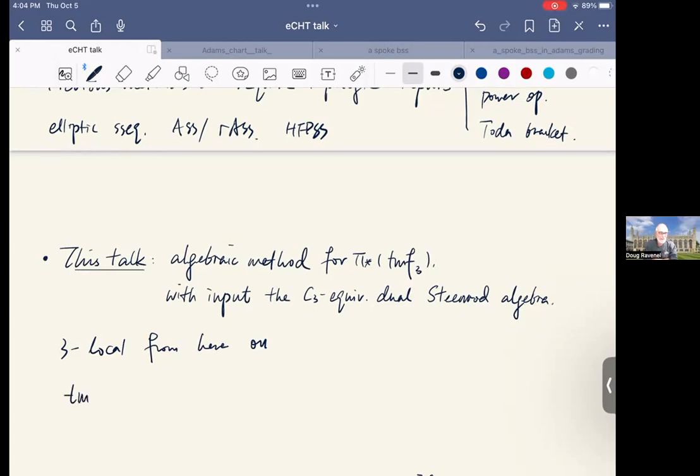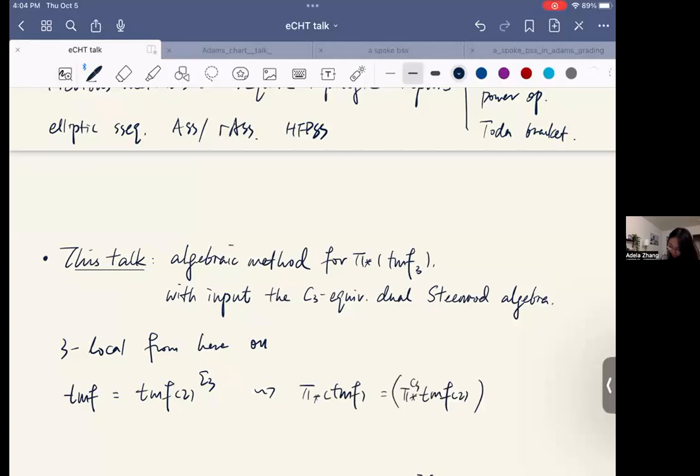Exactly. So 3-locally, TMF is the genuine Sigma_3 fixed point of TMF2. Again, we don't really need to know what TMF2 is. It's a genuine connective E-infinity ring spectrum with a genuine Sigma_3 action. As a result, the three local homotopy group of TMF can be obtained by first taking the C3 homotopy group of TMF2, and then we take the Sigma_2 fixed point because it's 3-local. This Sigma_2 fixed point turns out to be very easy to understand. So we reduce the computation to understanding the C3 homotopy group of TMF2.